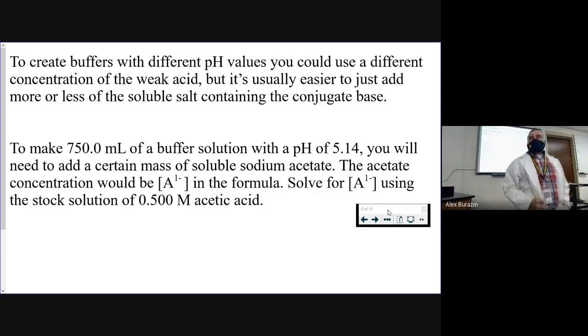To create buffers with different pH values, you can use a different concentration of weak acid, but it's usually easier in a lab just to add more or less of the salt. So for example, let's say I have a jug of 0.5 molar acetic acid.